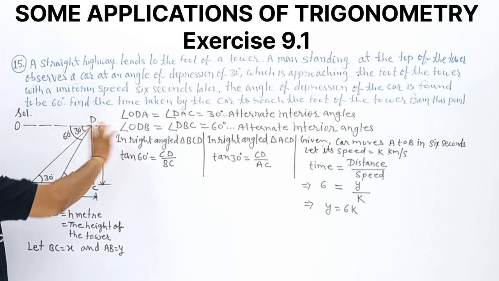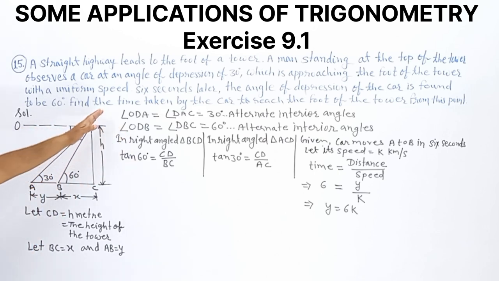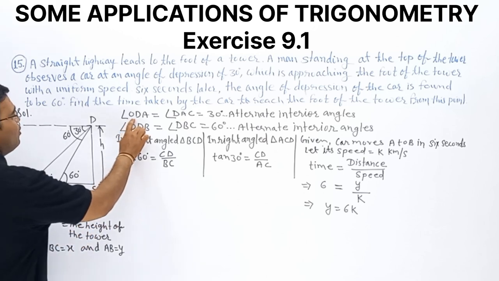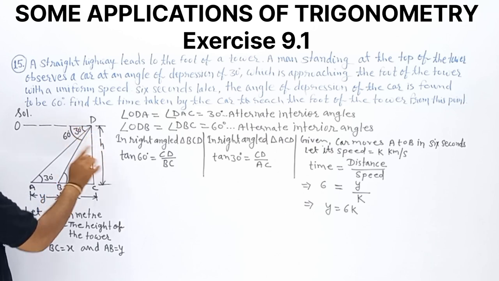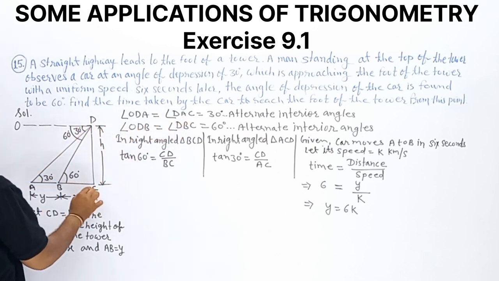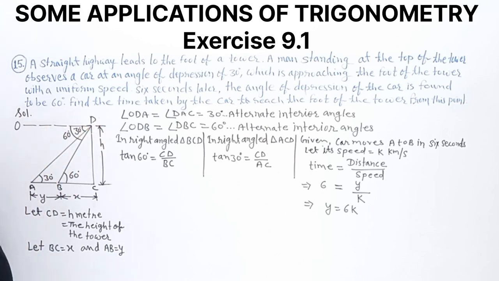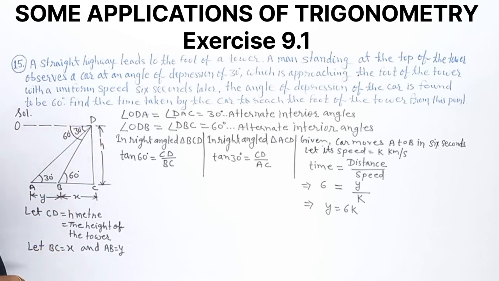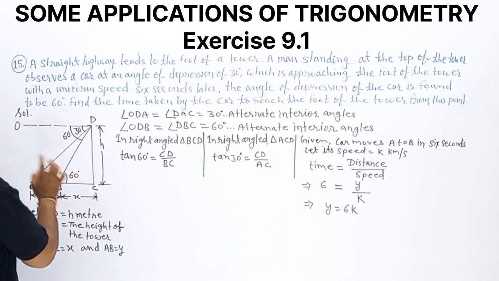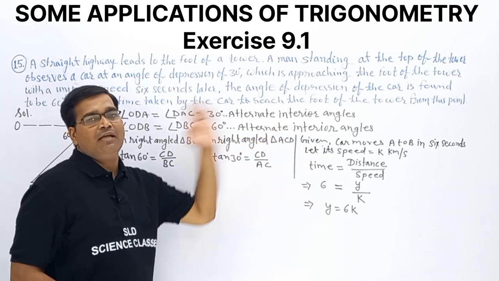Two parallel lines and one transversal give alternate interior angles, and they will be equal. So we can say angle ODA, this 30 degree angle, will be equal to angle DAC, 30 degrees. Why? Because of alternate interior angles. And angle ODB, this 60 degree angle, will be equal to angle DBC, equal to 60 degrees. Why? Because of alternate interior angles.